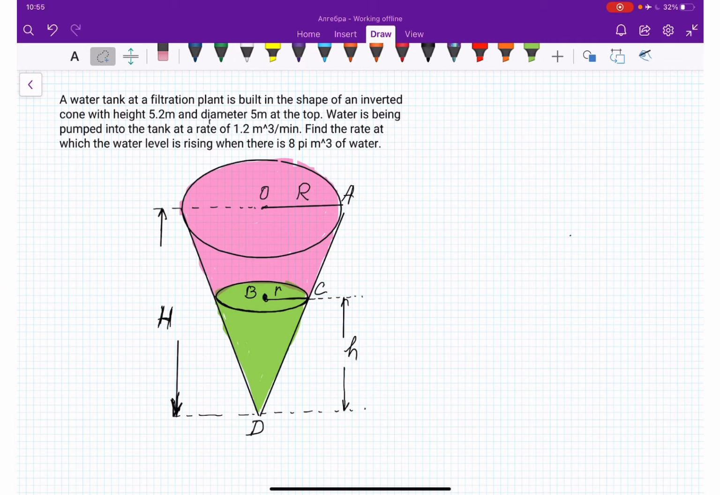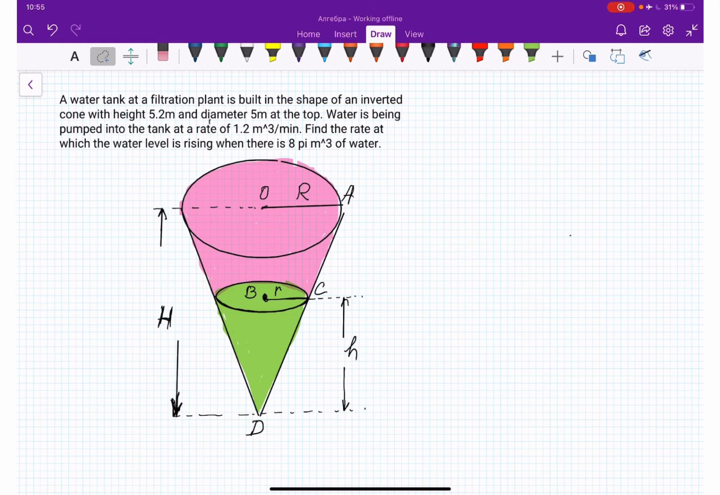Okay, per request of one of my listeners, I am solving the following problem that involved calculus, rate of change. So what do we have? A water tank at a filtration plant is built in the shape of an inverted cone with height 5.2.